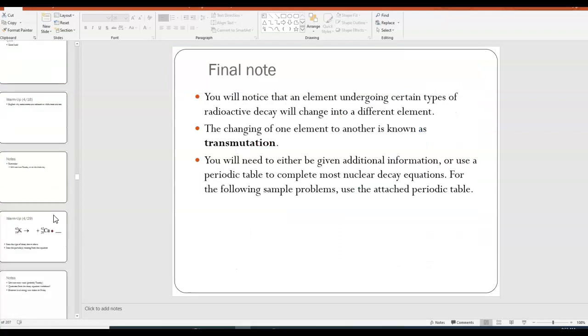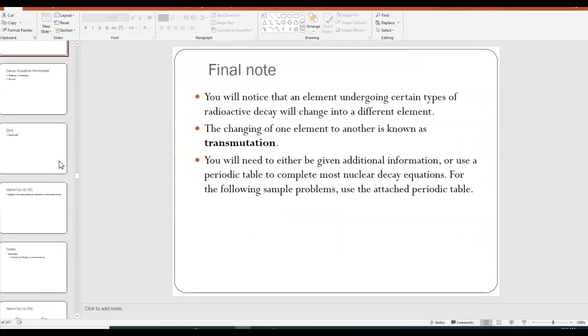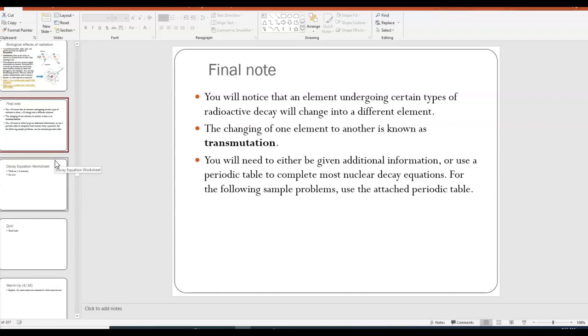In the next video, we'll talk more about the law of radioactivity, radioactive decay, and half-life. And then after that, we'll move on to the next part of this unit.